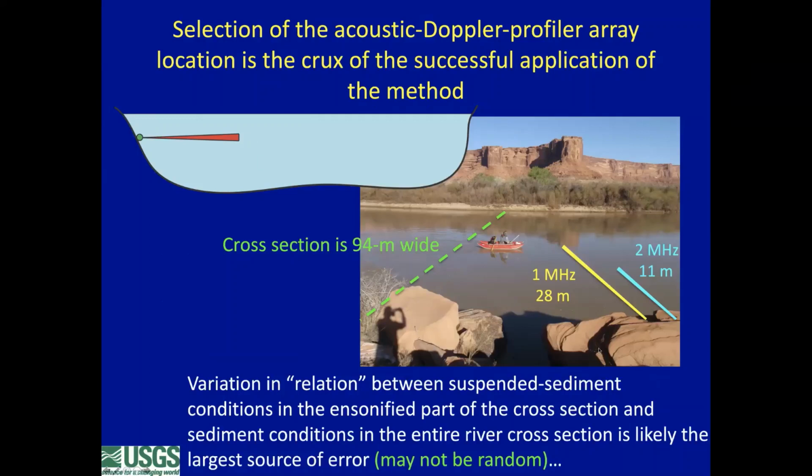This is a picture of a cross section where we have these things. And the cross section here is 94 meters wide. This is my team out there collecting the actual samples across the cross section used to calibrate and verify these instruments. So we have a 1 megahertz instrument, which insonifies out 28 meters, and a 2 megahertz instrument, which insonifies out 11 meters. And so you're really subsampling. Most of the error in our measured suspended sand concentrations and suspended silt clay concentrations is from the subsampling effect, because you're assuming that this insonified region is representative, across a pretty wide range of flow and sediment conditions, of what's going on in the cross section.